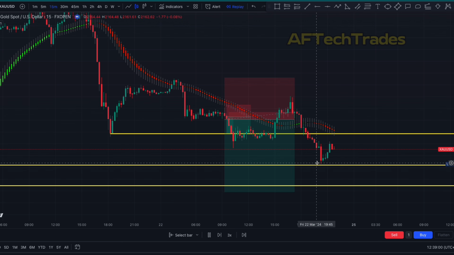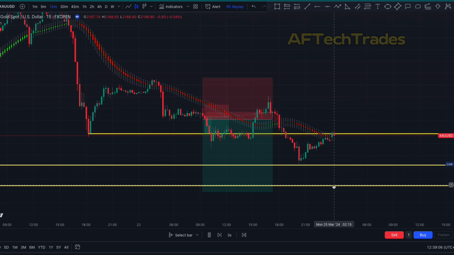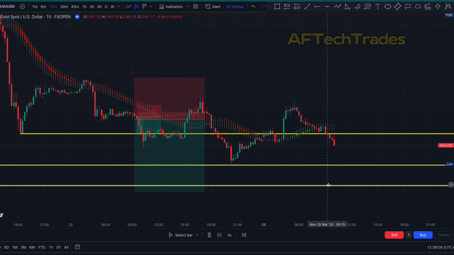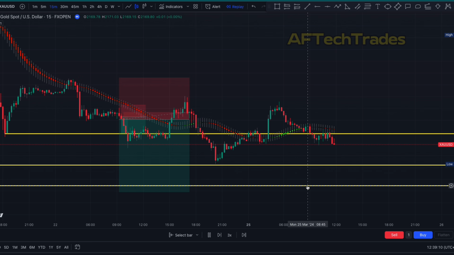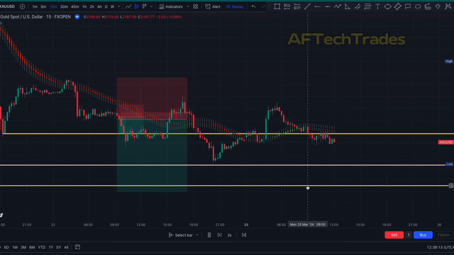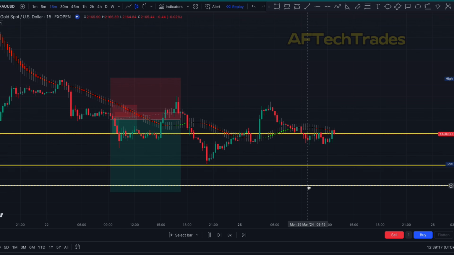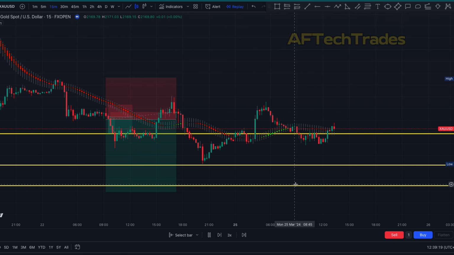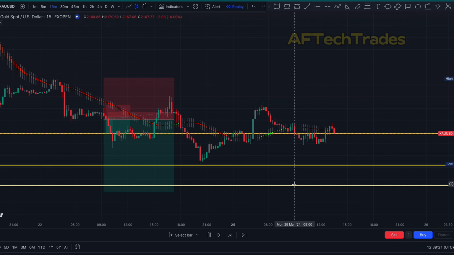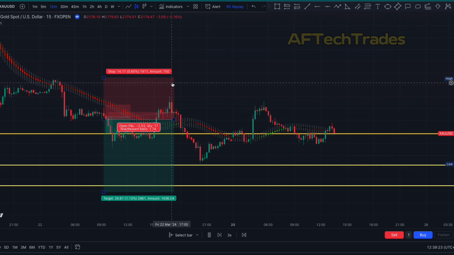So let's see, this market has gotten to our TP2. So now we are waiting for this market to come back to our TP3. Let's see how this market will play out. I will extend this later on.